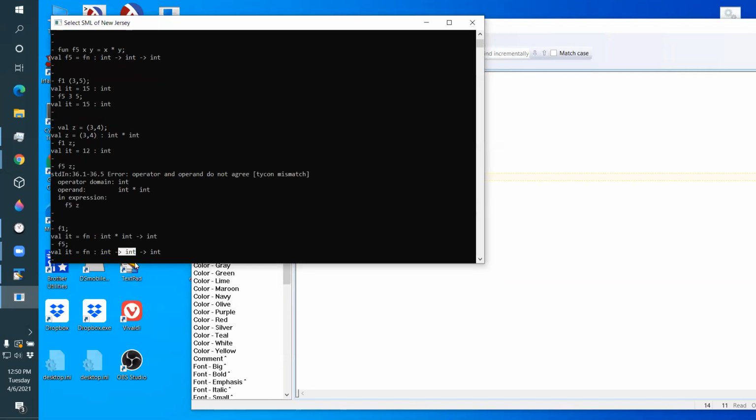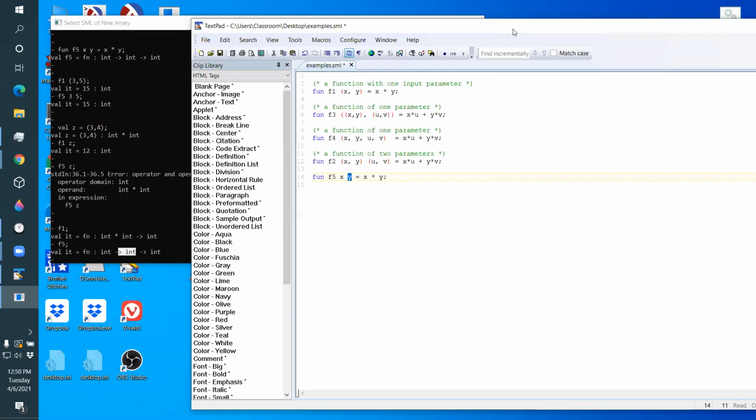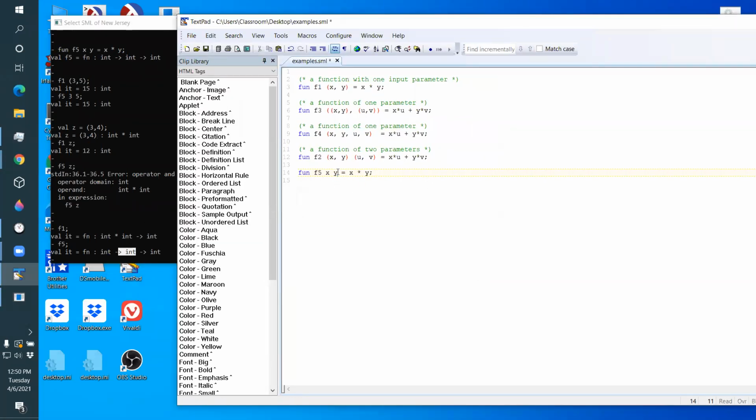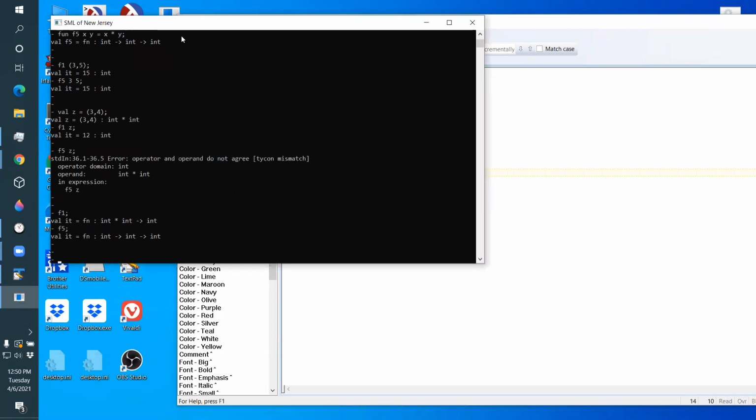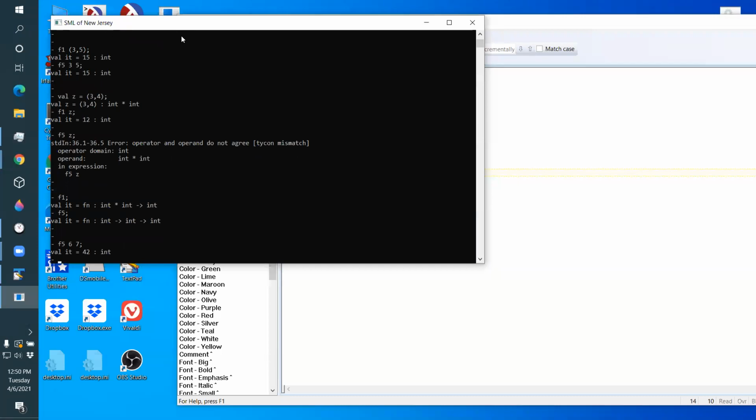So what you have to remember is that in ML, functions that take in more than one parameter, like this, are curried, and the parameters don't have parentheses around them, and they don't have commas in them. Okay, so you use F5 on two numbers by just saying F5, a number and a number. That's what it means for a function to take two inputs. The inputs are separated by spaces.